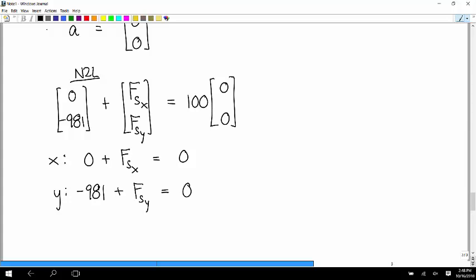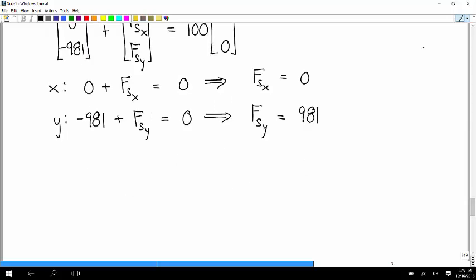So the equation tells us that FSX is equal to 0. Even though that's sort of a long name for that variable, it's just a variable, so you solve for it the same way you solve for x or whatever. And the y equation says FSY is equal to positive 981. So if you put this together, the force applied by the scale, Fs, is equal to 0, 981. Units are newtons.